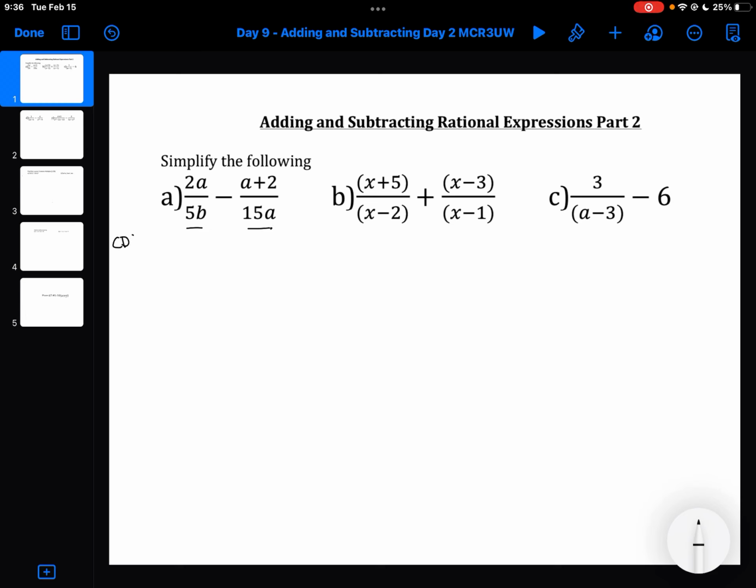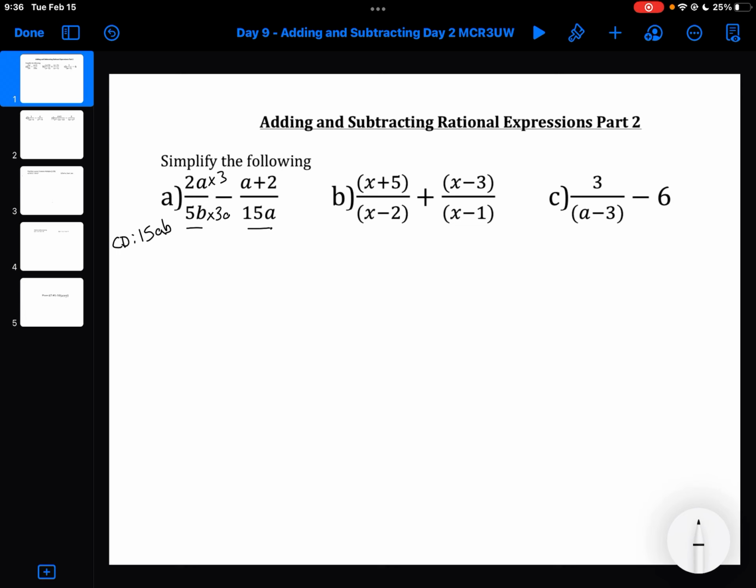To create my common denominator, I want to make the numbers the same. So I can see that I have to multiply my first one by 3 so that my 5 is going to turn into a 15. When I take a look at the variables that I'm missing on both, I notice that I need an a and a b to make my denominator common.